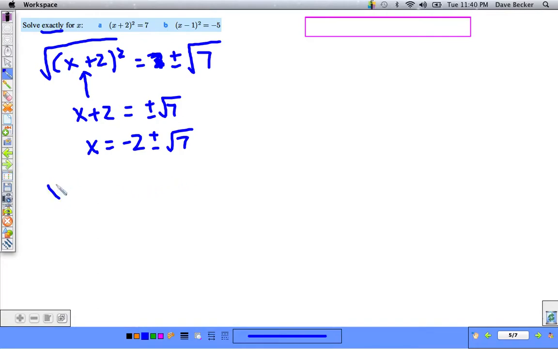Also, I just want to make sure here that you realize that this gives two solutions. x equals negative 2 plus square root 7, or x equals negative 2 minus square root 7. Mathematicians are efficient and lazy, and so instead of writing these out, we write plus or minus.